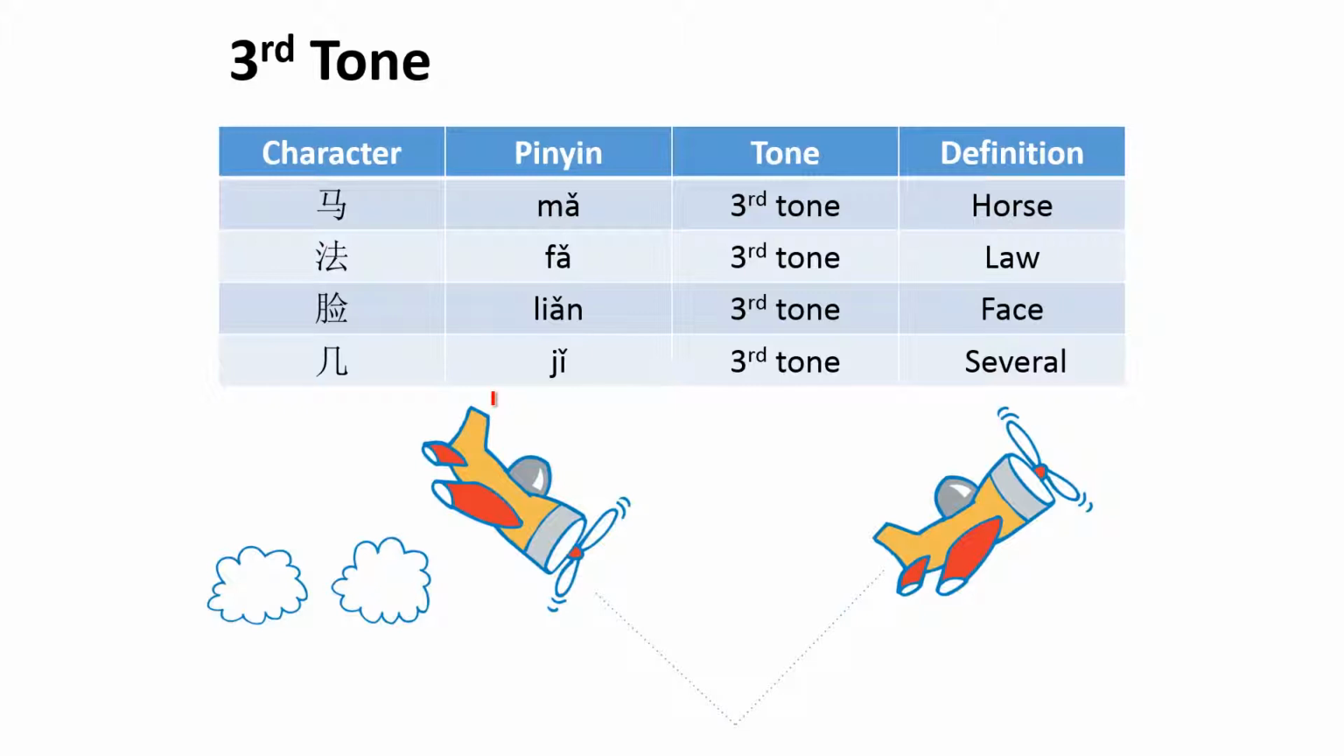Okay, we're going to talk about the third tone. The next word on the list was ma, and this means horse. Again, same spelling, just different tone. In this case, it's the third tone. And see how the symbol for the third tone is a small V-shaped symbol above the central vowel? This should indicate to you that the third tone first falls and then rises.